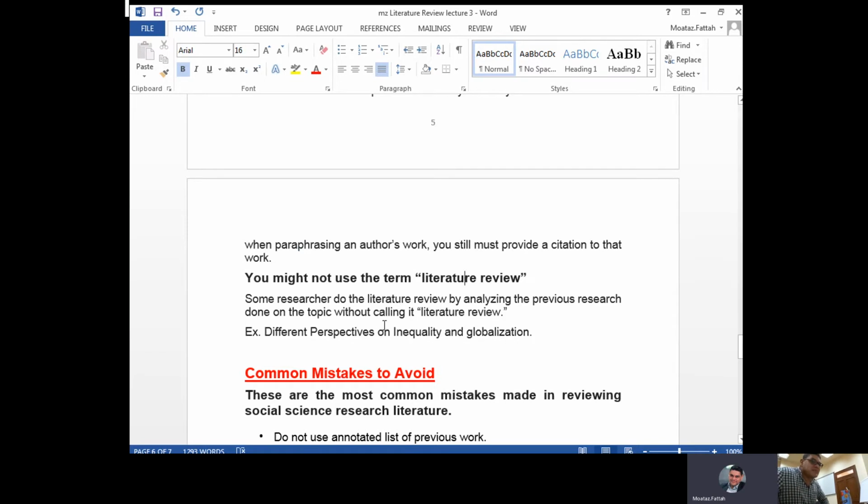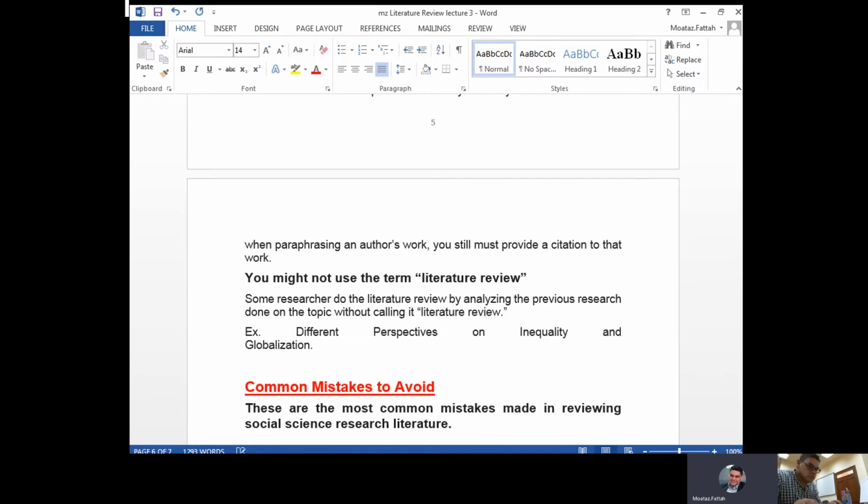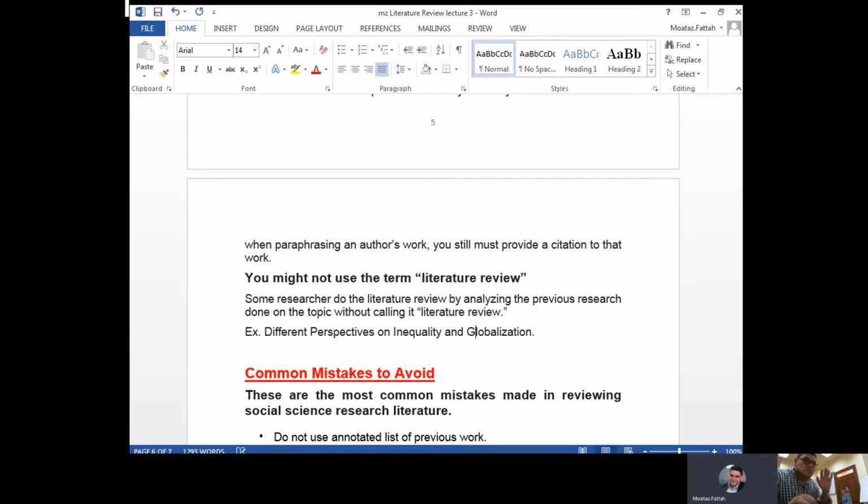You see, different perspectives on inequality and globalization. Okay, we need to make this G, sorry, capital G. That's it. This is the literature review. They put it in this term. In other words, a literature review on inequality and globalization, but instead of using the words literature review, which look very scholastic, they used another term.